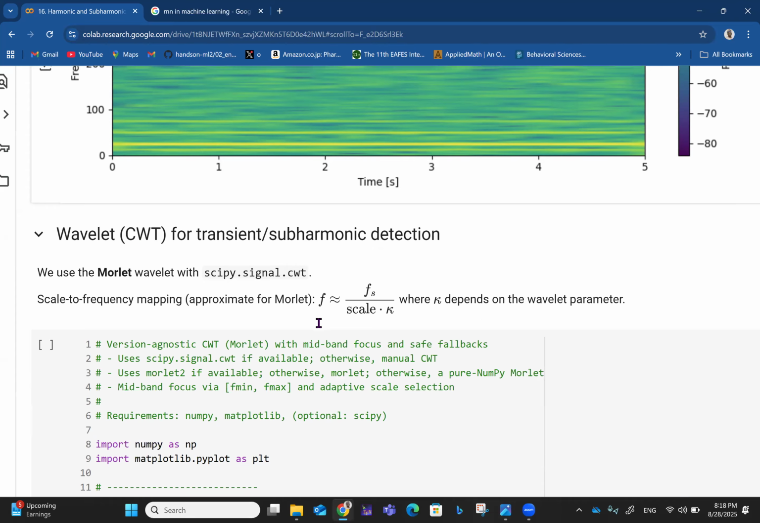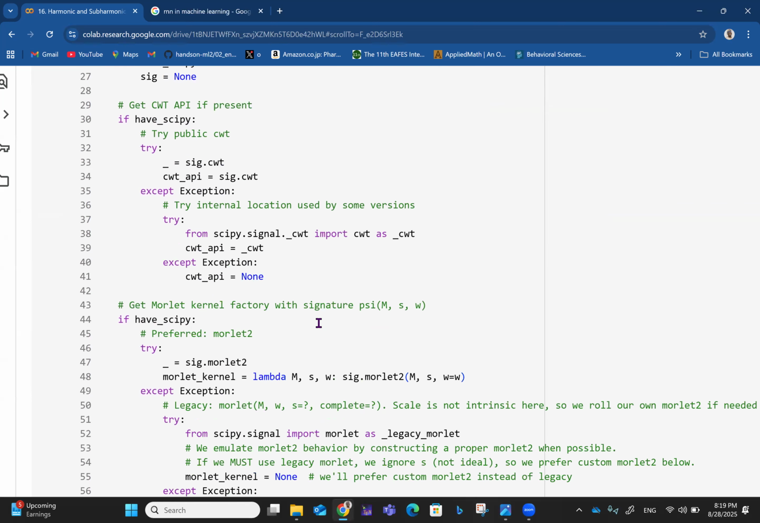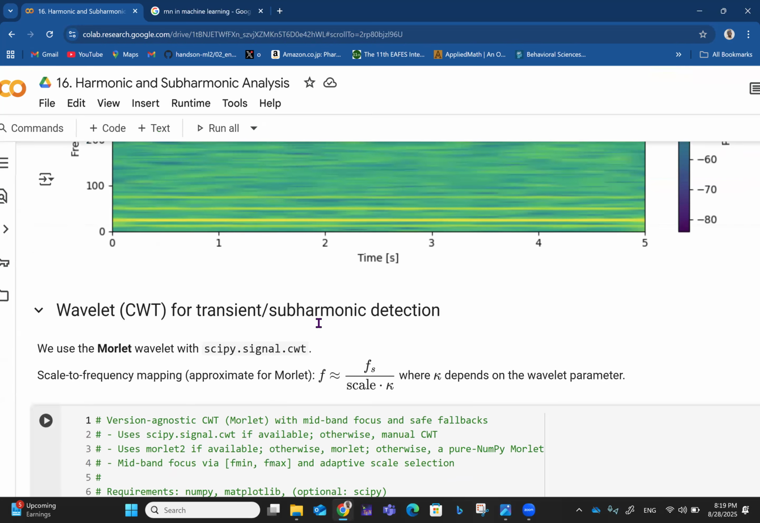Okay, we move on to wavelets for transient and subharmonic detection. We can do transient or subharmonic detection using wavelets. We use the Morlet wavelet with SciPy's signal.cwt, but in trying to run this I had a lot of trouble, so I had to go a very long way, another way entirely. Here you have a scale to frequency mapping to approximate for Morlet, where F is approximately Fs over scale times k, where k depends on the wavelet parameter. You can see the code is pretty long.